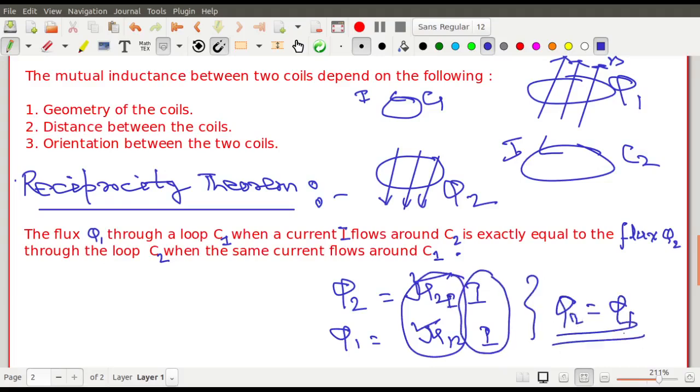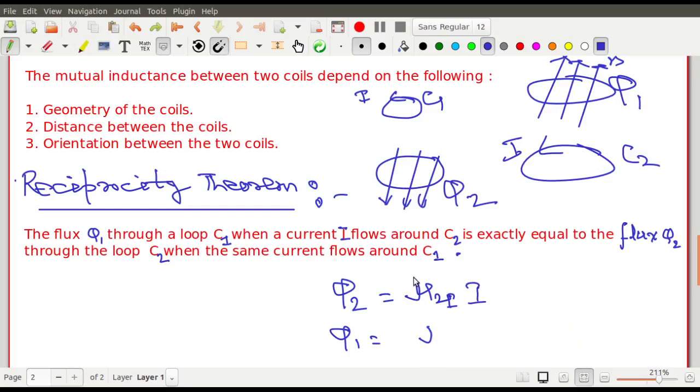তার মানে এই যে রুলটা, the reciprocity theorem holds only when m21 is equal to m12. That is, Newman's formula exists. So if the Newman formula exists, then only this reciprocity theorem holds good. মানে দুজনের মধ্যে দিয়ে যদি একই কারেন্ট যায়, if the same current flows through them, the mutual effect of one on another is the same.